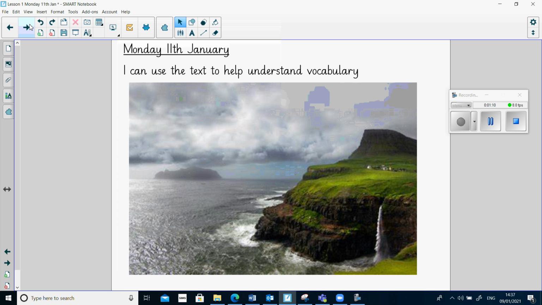Now, from the story, you can remember that Beowulf set sail on a ship and he headed towards the Nordic coast, and that is what he could have seen as he approached. So that would have been a little bit scary, but quite exciting at the same time. And our lesson is using the text to help us understand vocabulary. So having a real vocabulary focus today.